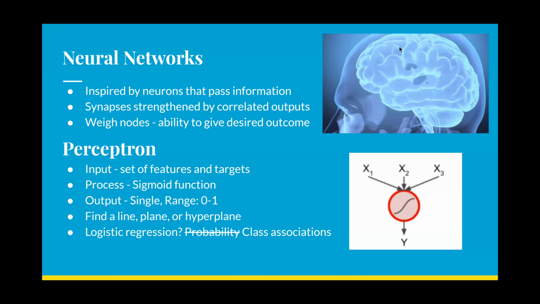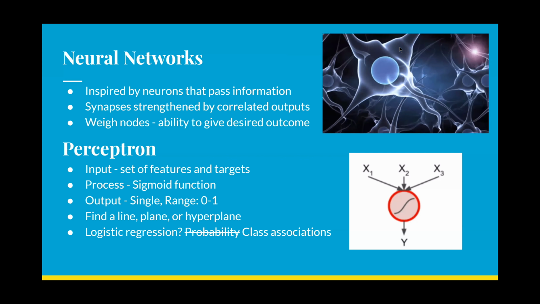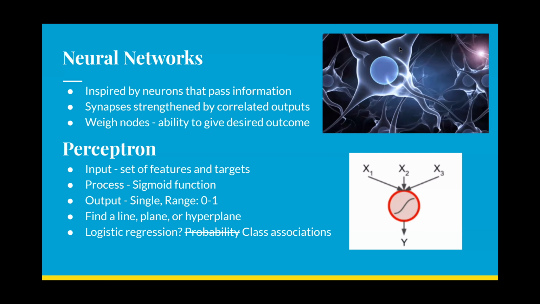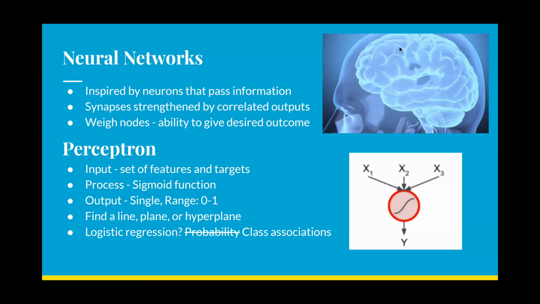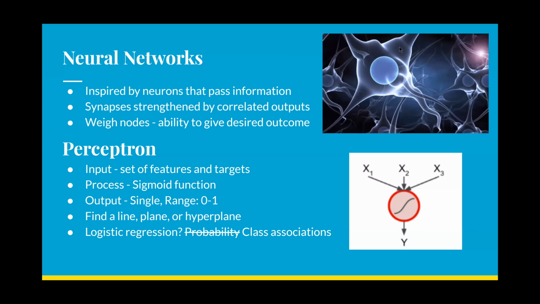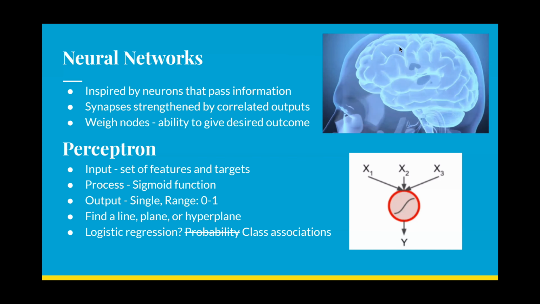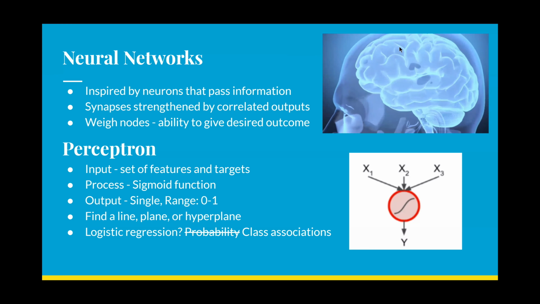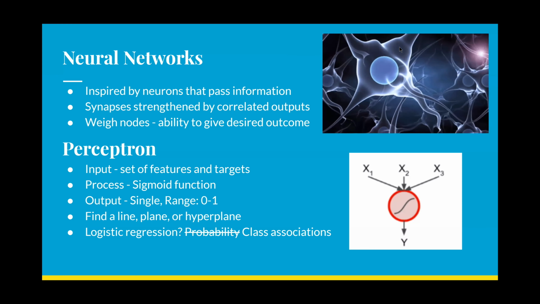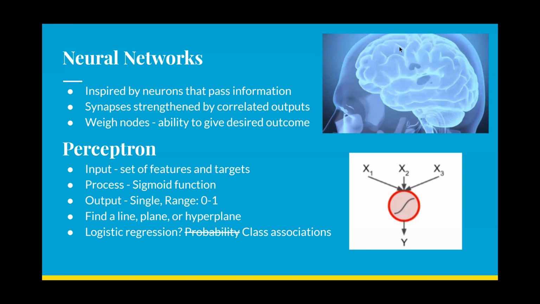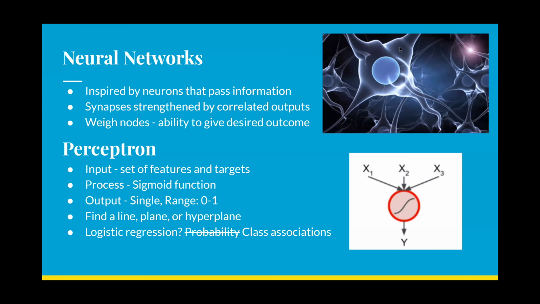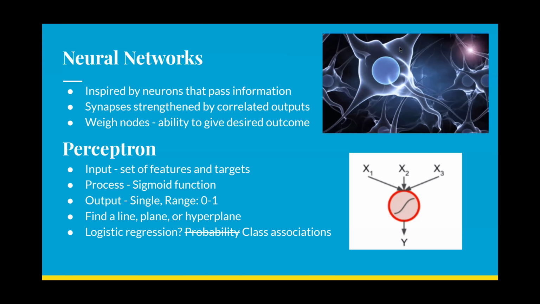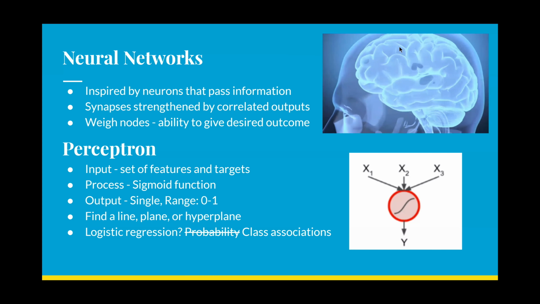So the perceptron is basically finding a line, plane, or hyperplane that is able to classify the data into some class. Now, when I say this, some of you might get confused with neural networks and logistic regression, but logistic regression gives the output as the probability, like Santosh mentioned. However, in neural networks, we're getting class association as the output. Next slide, please.